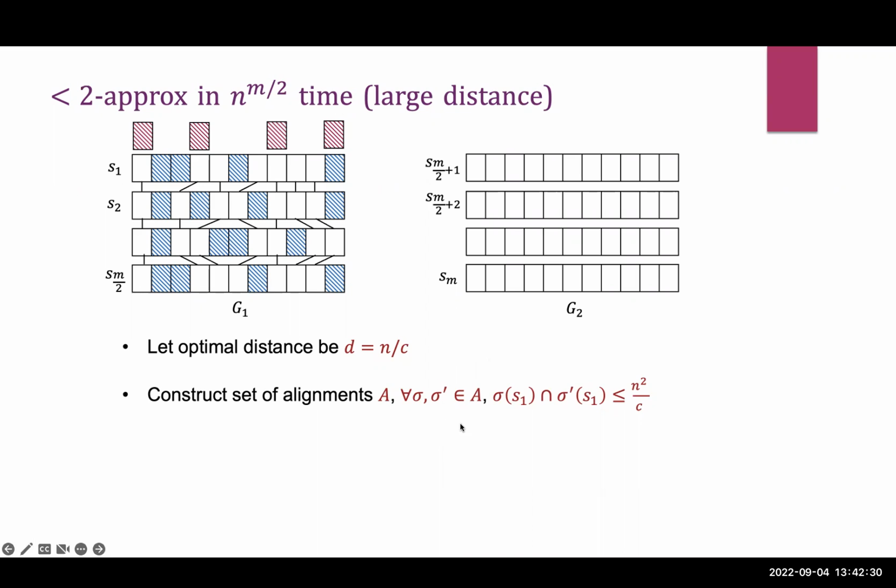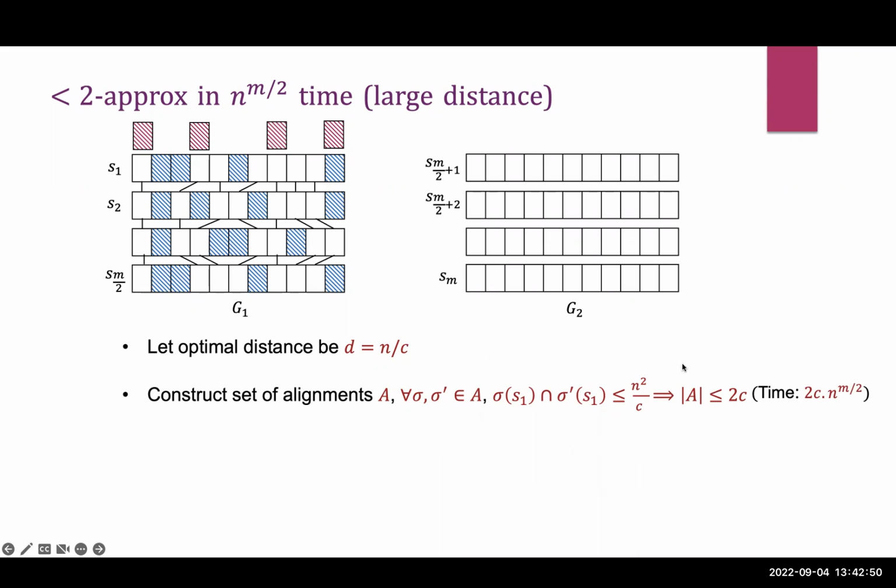And now the question is how long this process can continue. We can show using a counting argument that this process cannot continue for more than 2c steps, and that is why we can show that there can be at most 2c different alignments present in this set A.